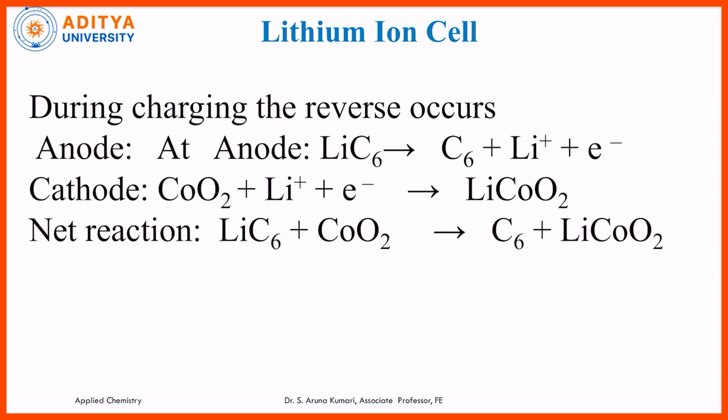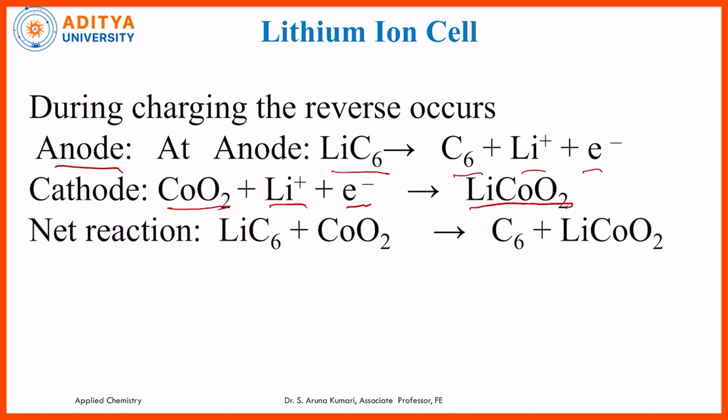Let us see the chemical reactions that take place during the oxidation and reduction reactions. At the anode, lithium intercalated with graphite gives graphite, lithium ions and electrons. These electrons move from anode to cathode, where the cathode is made up of cobalt oxide, accepting the lithium ions and electrons and changing into lithium cobalt oxide.